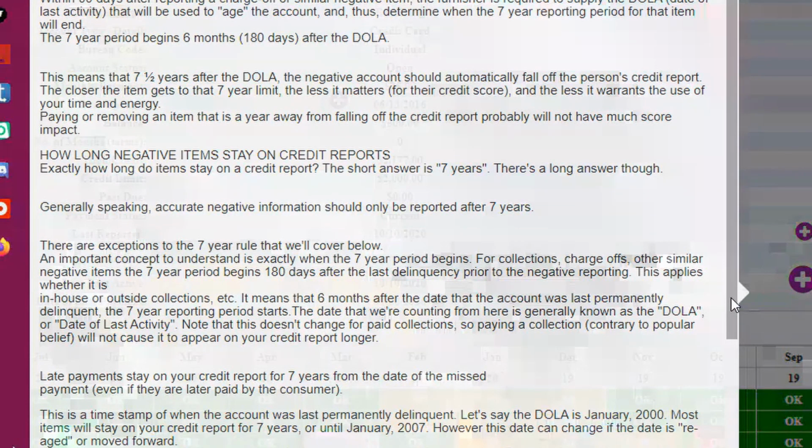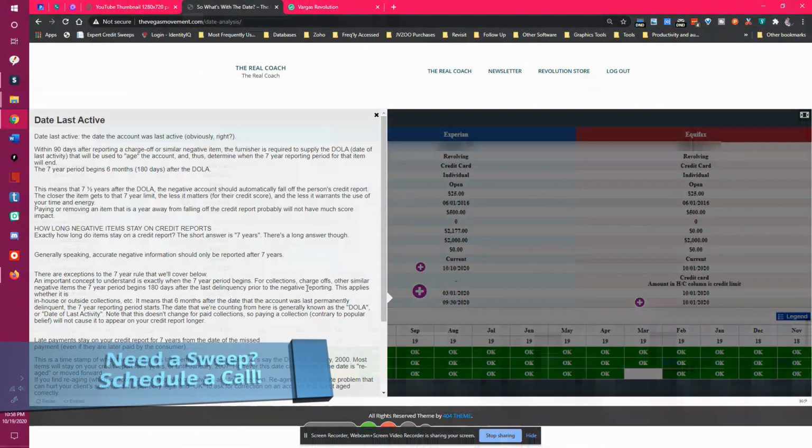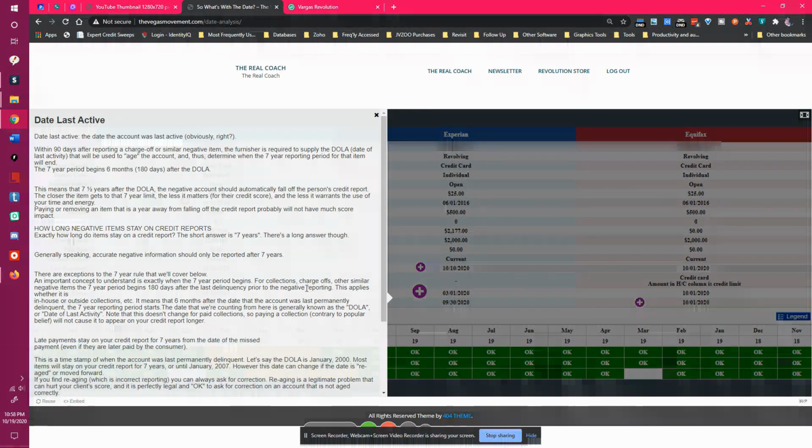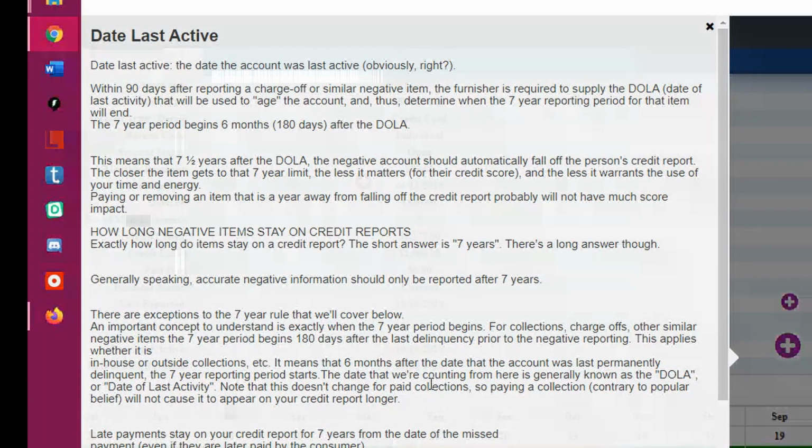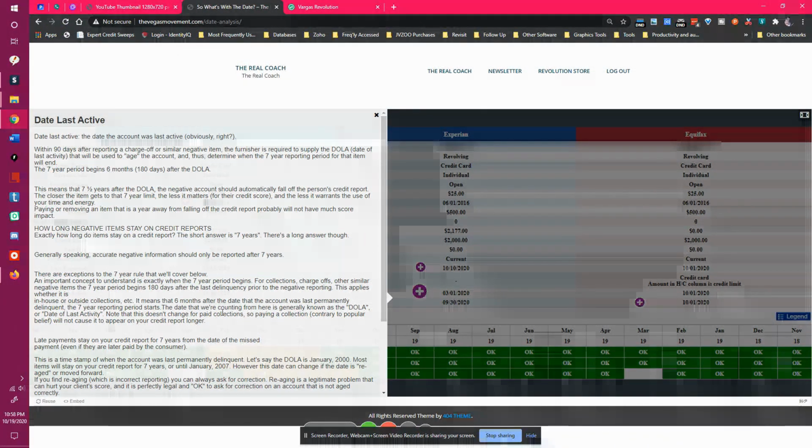So date last active. One of the most important, all right? Date last active is the date the account was last active, obviously, right? So within 90 days after reporting a charge-off or similar negative item, the furnisher is required to supply the DOLA, date last active, that will be used to age the account and thus determine when the 7-year reporting period for that item will end, okay? So if we go back like 2 months in my comments on one of my videos, a gentleman was very confused about the dates and I could not find that comment for the life of me. So here we are making this video.